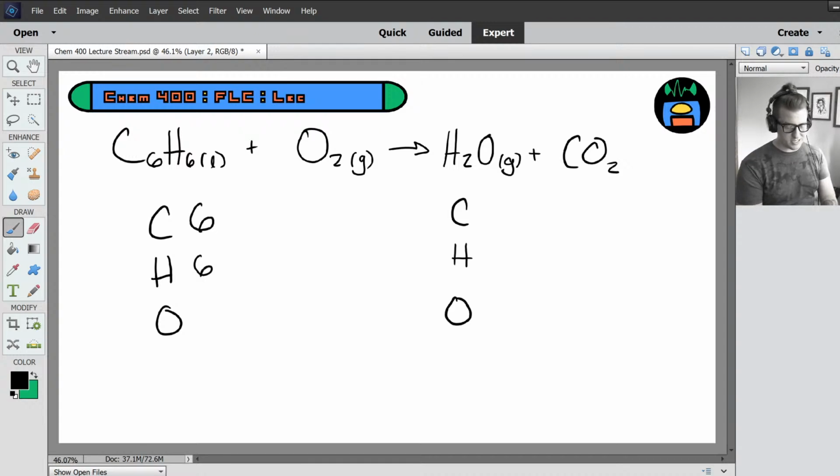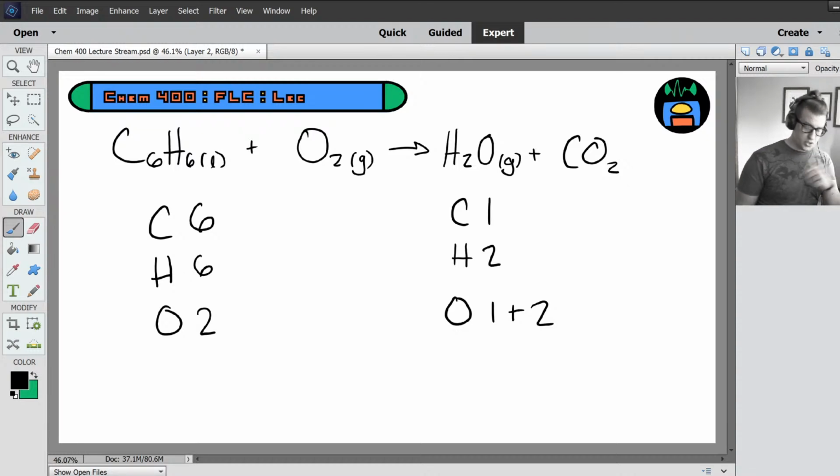So we have 6 carbon, 6 hydrogens, and 2 oxygen atoms on our reactant side. On our product side, we have 1 carbon, 2 hydrogen, and then 1 plus 2 oxygen: 1 coming from water, 2 coming from carbon dioxide, and I keep those separated for a reason. All right, now we said go path of least resistance, right? Balance whatever comes easiest. And when I look at what's not balanced, carbon seems pretty straightforward.